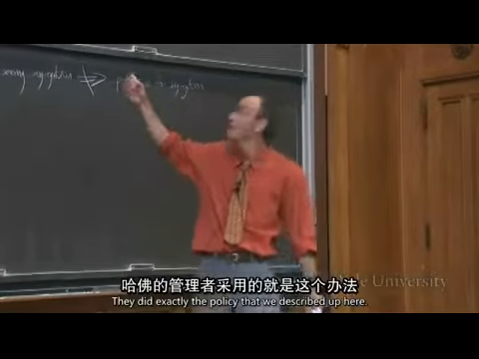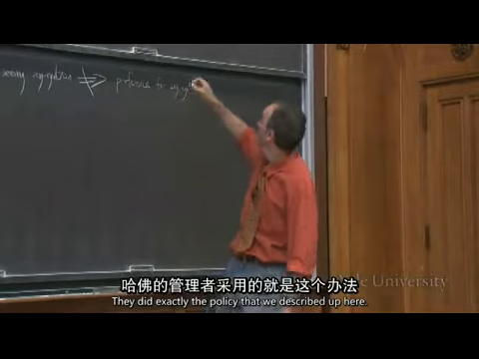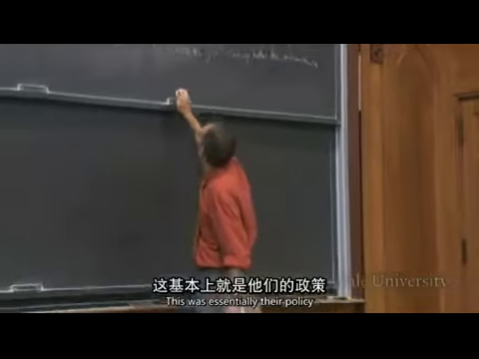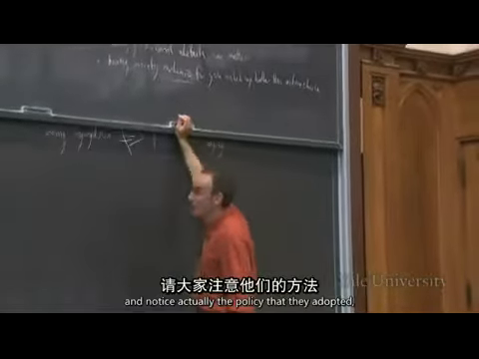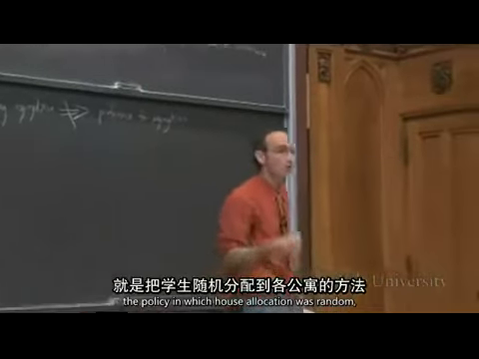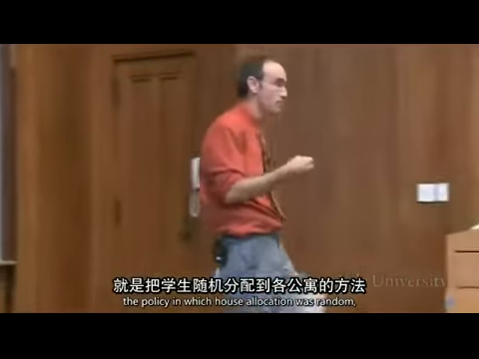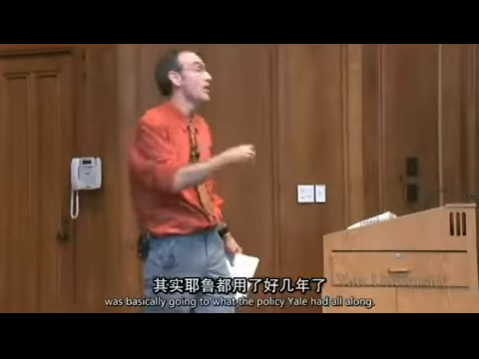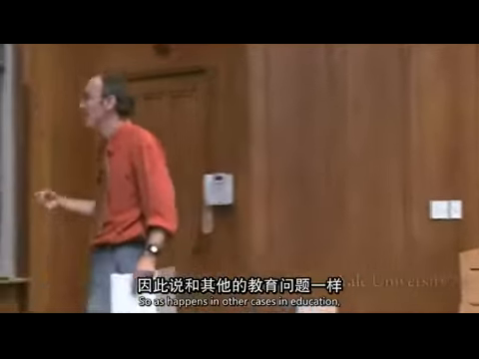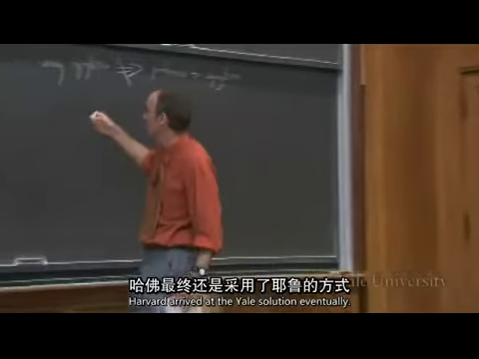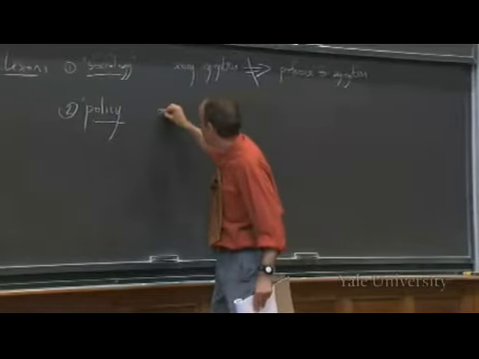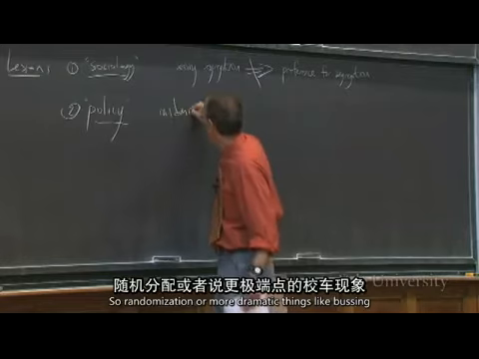They did exactly the policy that we described up here. This was essentially their policy. And notice actually the policy that they adopted, in which house allocation was random, was basically the policy Yale had all along. So as happens in other cases in education, Harvard arrived at the Yale solution eventually.